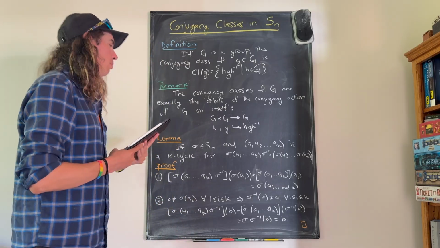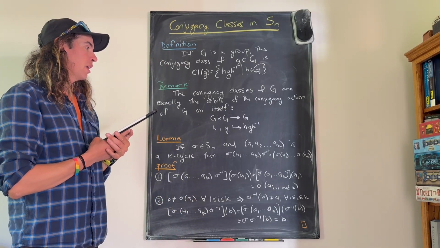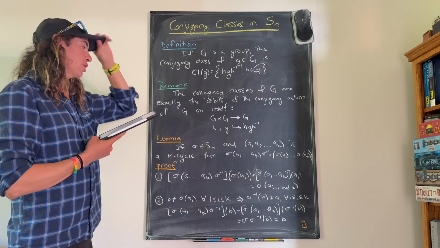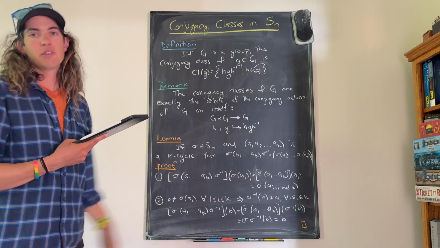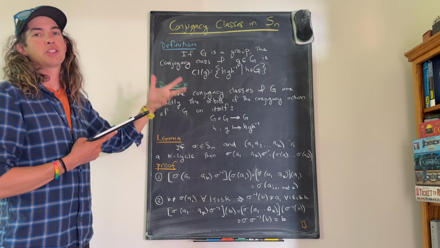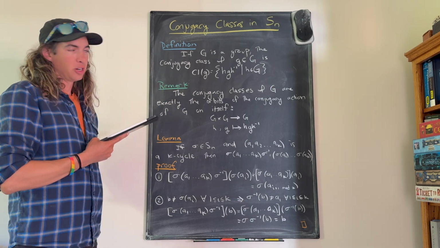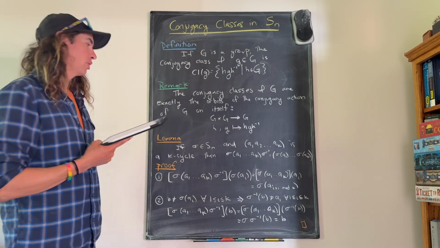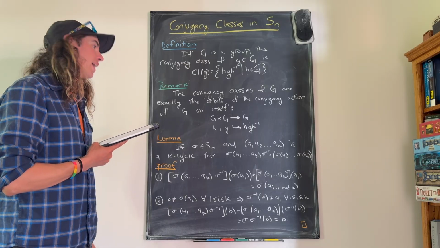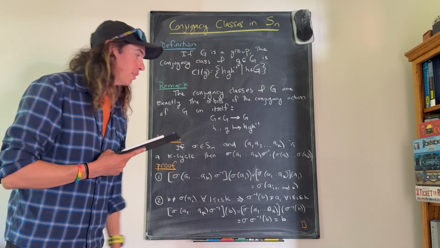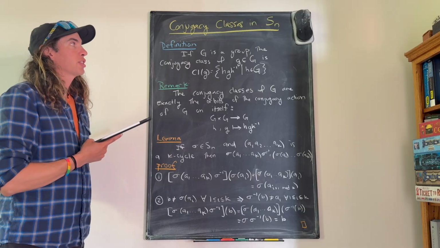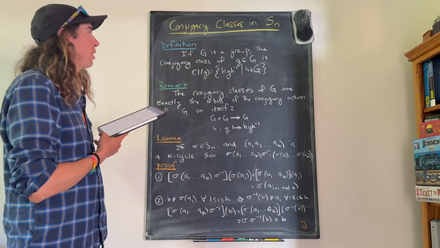And so that means that the conjugacy classes actually partition the group, because remember, the orbits always partition the set that's being acted on. Here, the group G is the set being acted on. Excellent. Okay, so the goal of the rest of the video is to understand the conjugacy classes in the symmetric group.